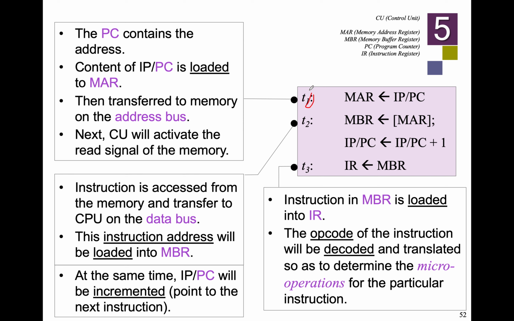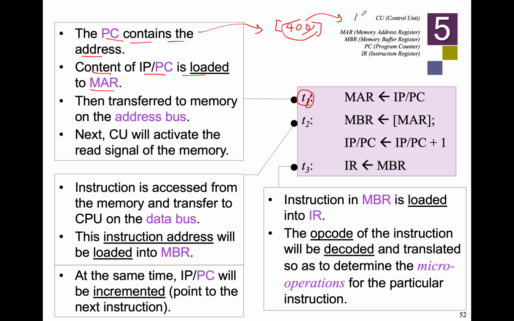So for T1, the PC contains the address. Content of IP or PC is loaded to MBR. Same, whatever I explain here is similar to the explanation here. So your PC, let's say it contains the address, which is, let's say, 400. This is the explanation here. Content of PC is loaded. You need to see what is the value inside the 400 address.